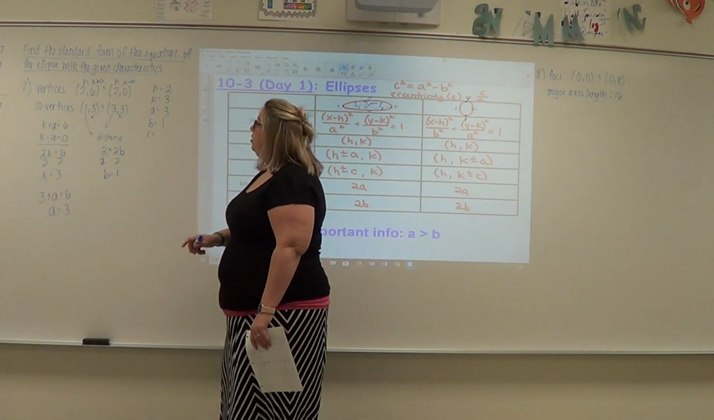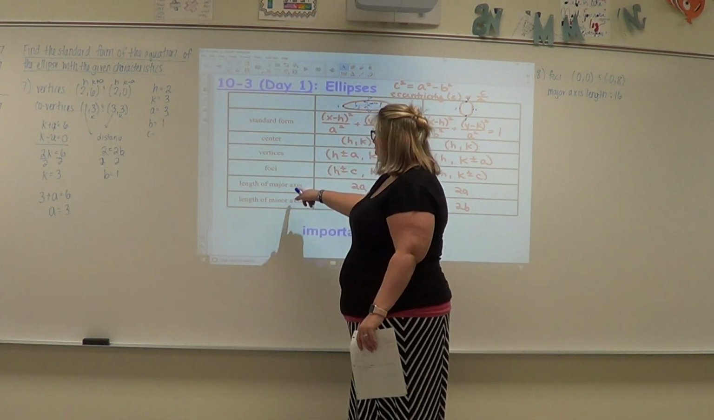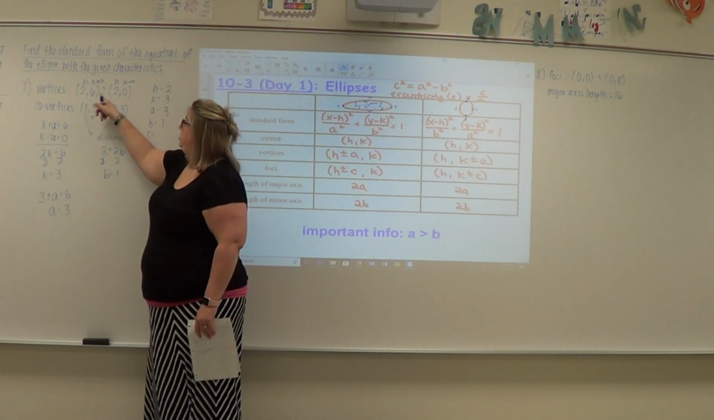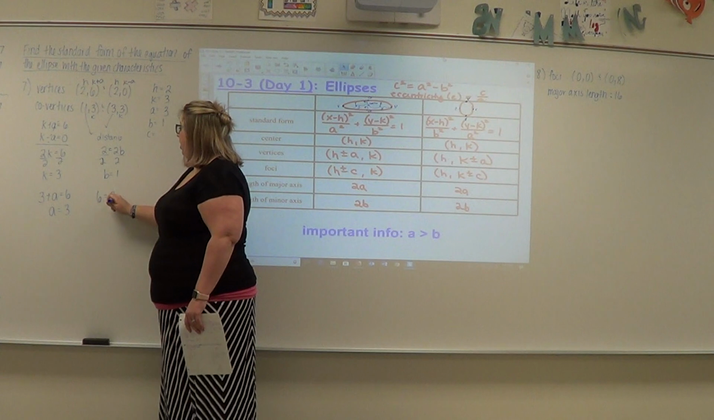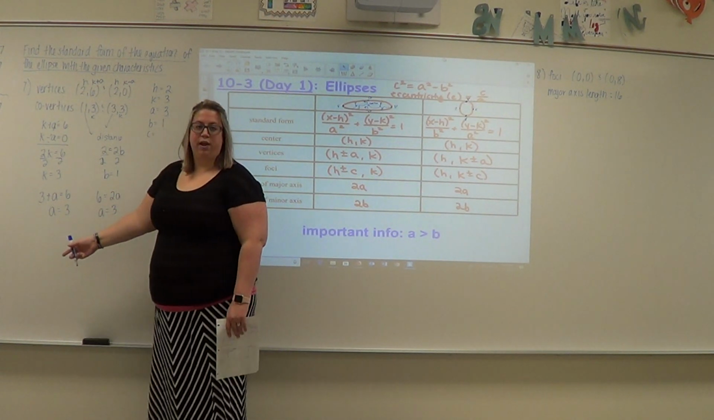Okay, we could have done the same thing on the vertices. With the vertices, the whole thing is the major length, that's 2a. So if the 2's are the same, what's the distance between 6 and 0? So 6 was equal to 2a. A is 3. We already knew a, so we have to do that.